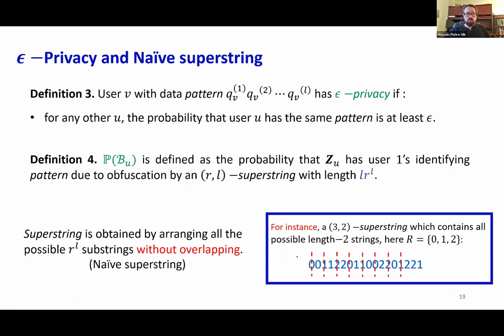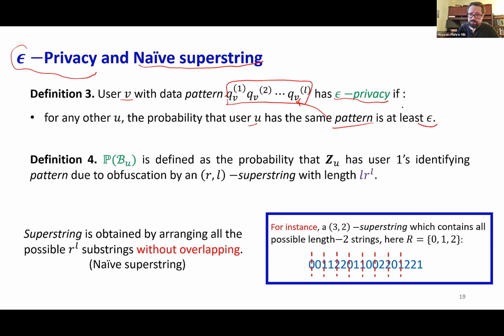So now, what kind of privacy guarantee can we obtain in this kind of context? We call it epsilon privacy. Let's consider the naive superstring for now, the simple superstring. Let's fix the user V, and suppose that there is a pattern that the adversary knows about this user. It could be any sequence of length L. We say that this user has epsilon privacy if for any other user, the probability that user U has the same pattern is at least epsilon.